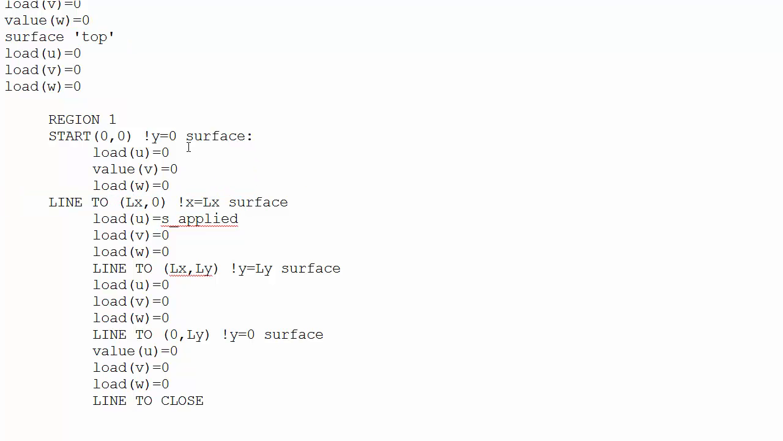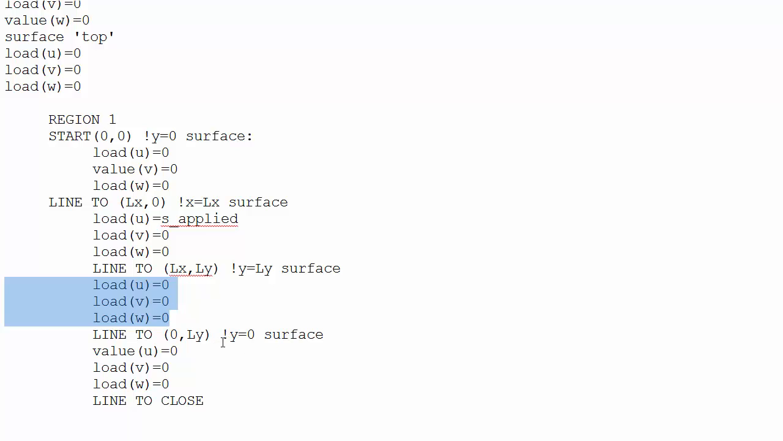We've defined on the bottom surface, we've got no x force, we've got no y displacement, no z force. On the right surface, we've got a load in x, so we've got an x stress of S applied. We've got no y force or z force. On the back surface, so the y equals Ly surface, or maybe we'd call this the top surface, depending on how you're viewing the square drawn, and let's imagine z is in and out of the page. On the top surface then, we've got no forces applied.